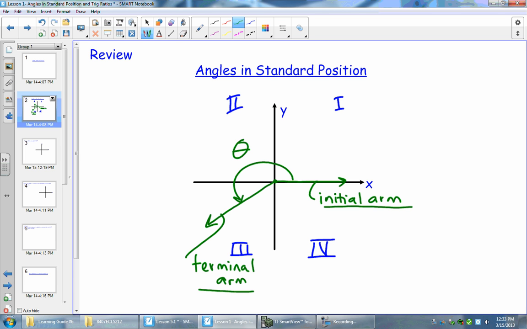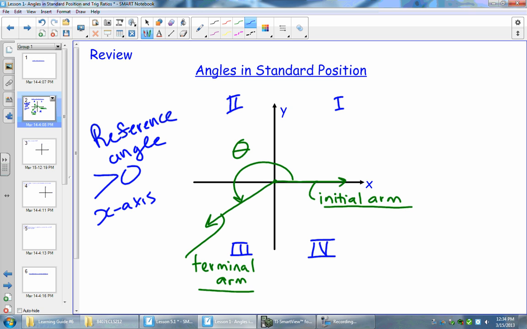Okay, so for any angle in standard position, we also have what is called a reference angle. There's a couple properties here. The reference angle is always positive, so it's greater than 0. And that angle is produced by the x-axis and the terminal arm. So find the x-axis, which is right there, and find the terminal arm, which is right there. The angle between those two lines, which is right here, is what we call the reference angle. And once again, your reference angle is always positive, so greater than 0.